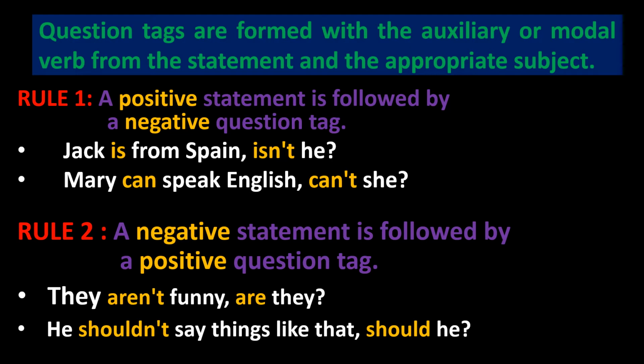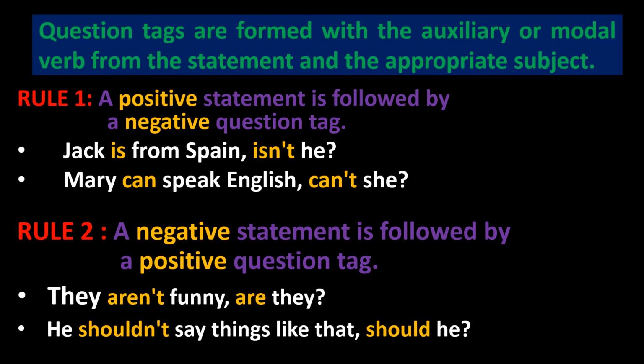Look at rule 1. A positive statement is followed by a negative question tag. If the statement is positive, the question tag should be negative. Look at the example. Jack is from Spain. It's a positive statement. The question tag is isn't he. Is is an auxiliary verb.